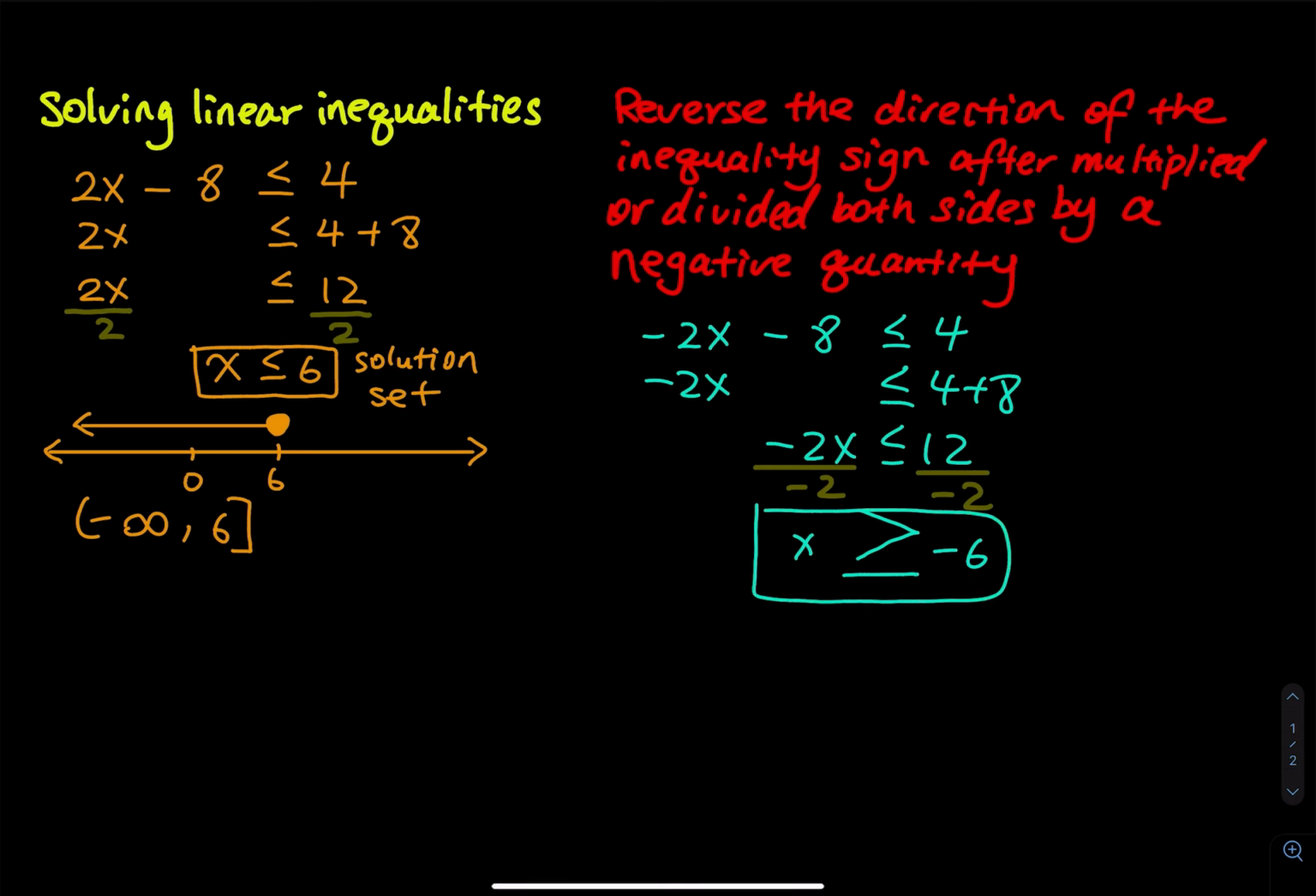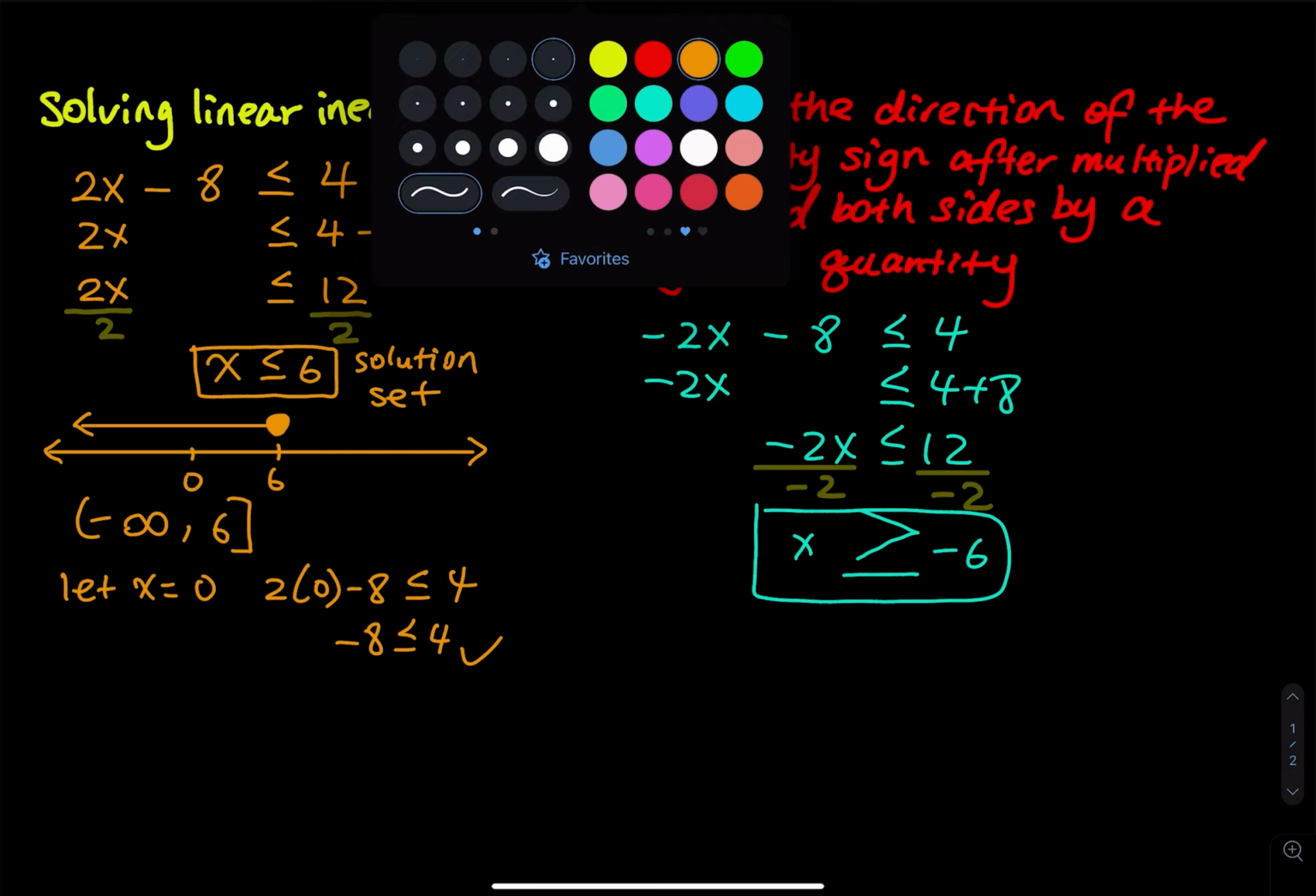All right. By the way, for the previous problem, how do I know the solution set is correct? So simple. All you have to do is pick a number. This is x less than or equal to 6, so I'm going to let x equal 0. Plug in: 2 times 0 minus 8 less than or equal to 4. We have negative 8 less than or equal to 4. This is a check, right? The reason I mention the check is because I want to test what happens if I refuse to reverse the sign. Okay, so let's get the number line done.